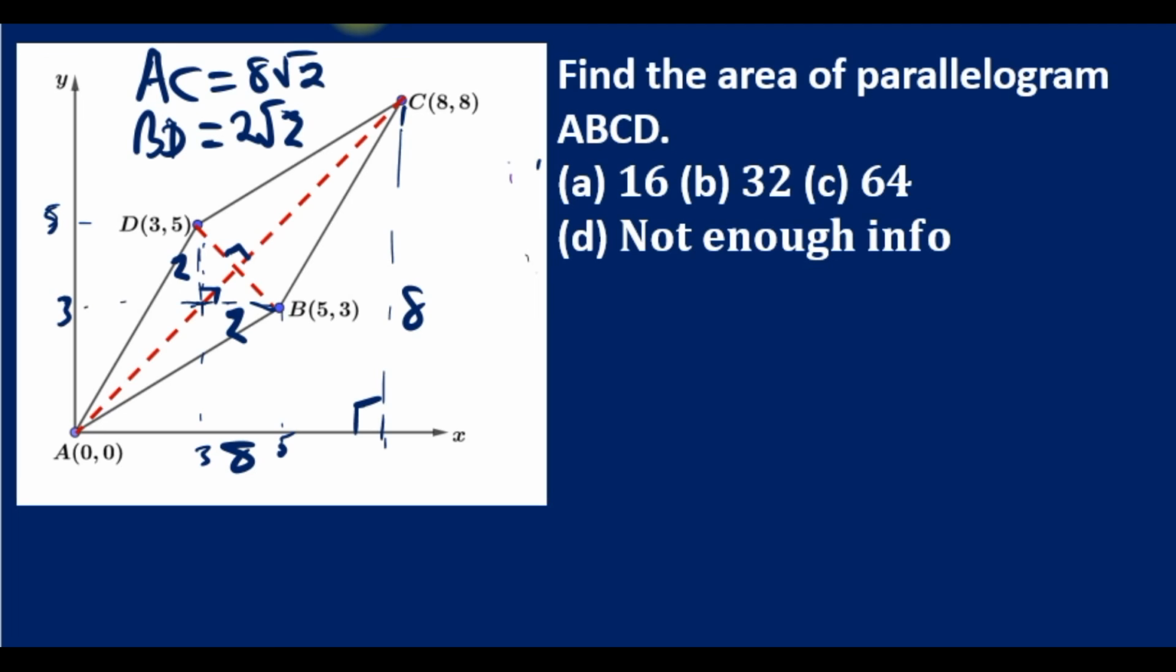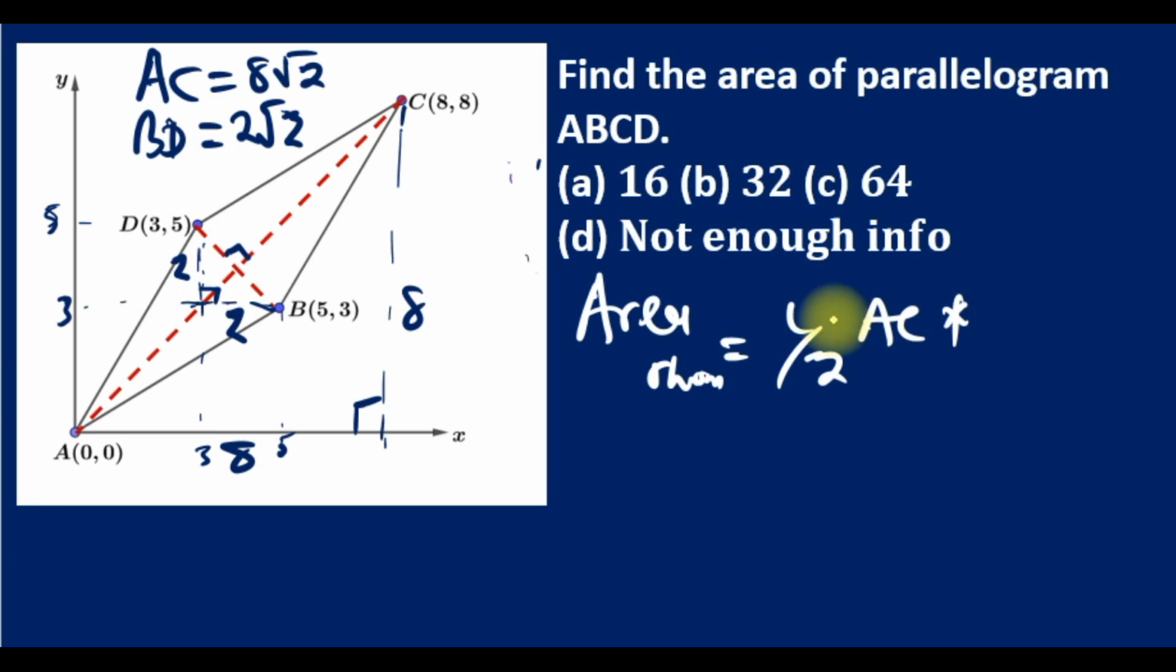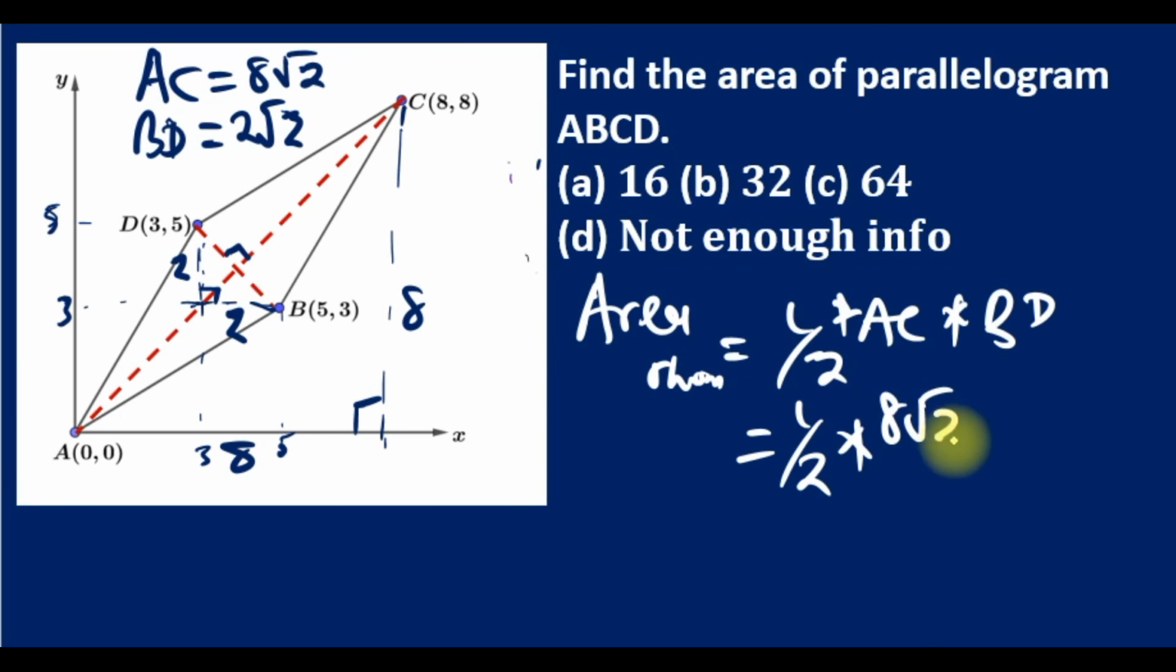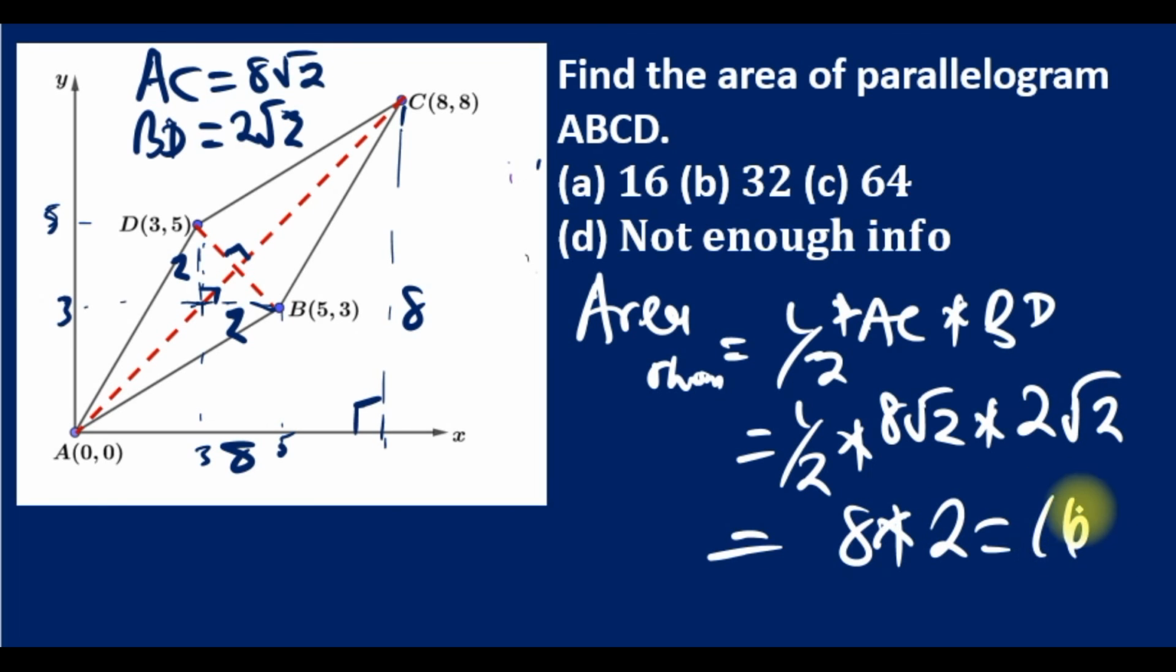So let's find the area. Area is now half. So we have the area of the rhombus, which is a parallelogram, is half AC times BD. So we have half AC. AC is 8 root 2. Why BD is 2 root 2. 2 root 2 times root 2 is 2. So 8 times 2. The answer is 16. So our answer is option A.